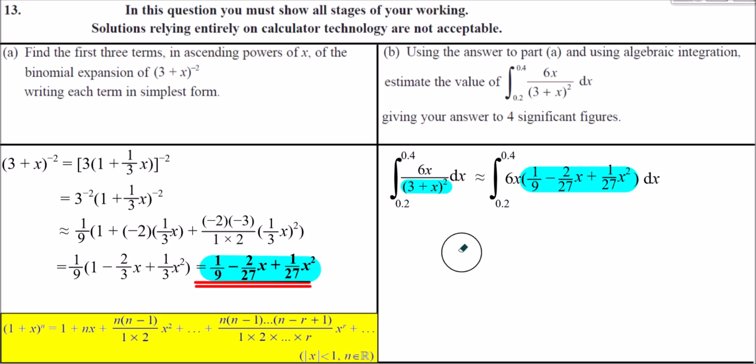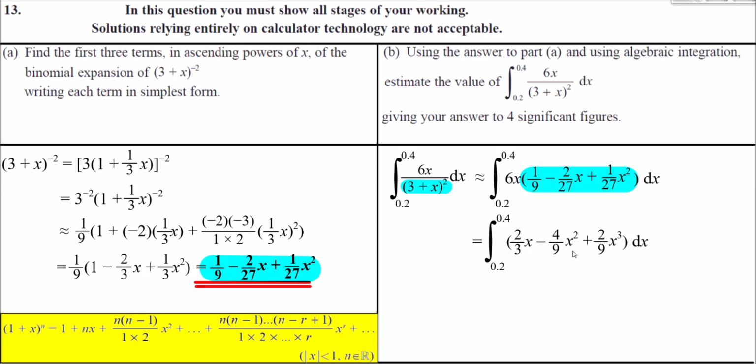So now what we can do is actually integrate this. But first of all, let's just neaten up ever so slightly. So if I neaten this, basically expanding the brackets, multiplying by 6x, this becomes 2/3 of an x minus 2/27 times 6x. That goes to, times the x of course, goes to minus 12 over 27x squared, simplifies as a fraction to this, plus 2/9 x cubed dx.